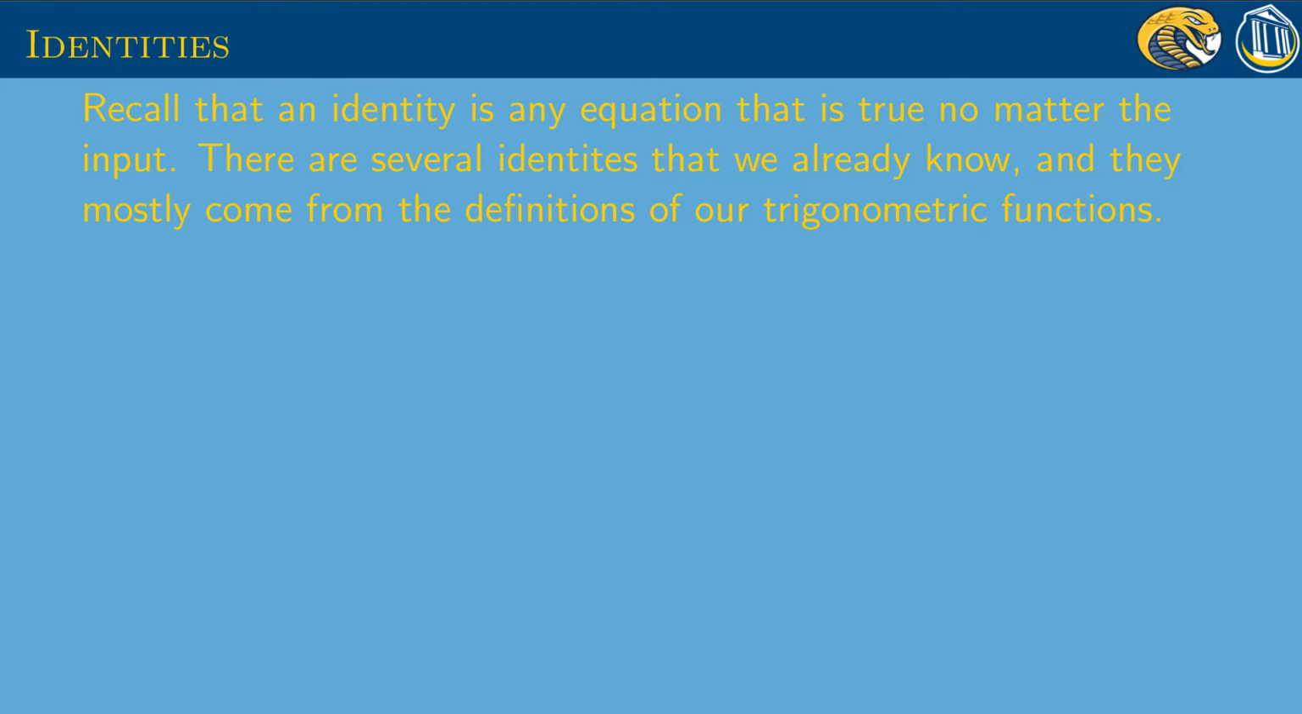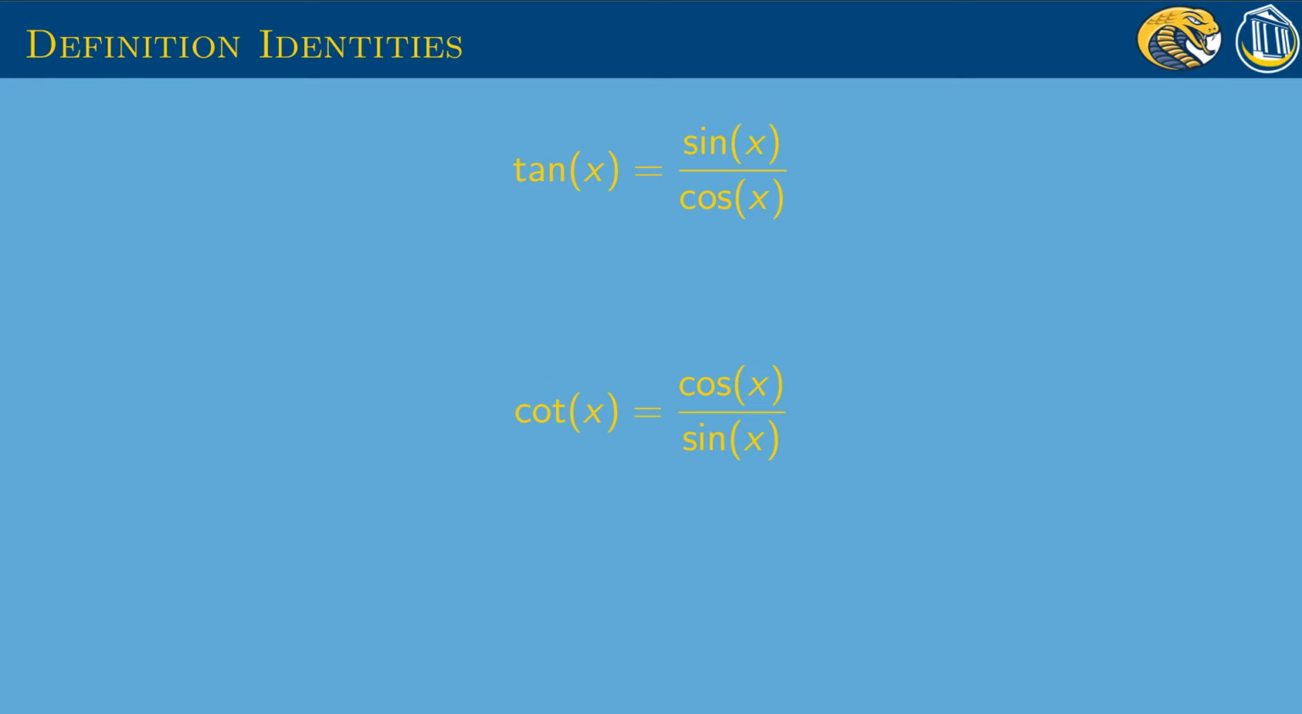Remember, an identity is any equation that is true no matter what the input is. The left and right-hand sides will always be the same. There are several identities in trig that we already know that mostly come from the definition of our trig functions. For example, tangent x is defined as sine of x divided by cosine of x, and cotangent x is defined as cosine x divided by sine of x.